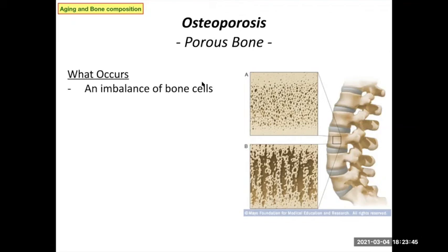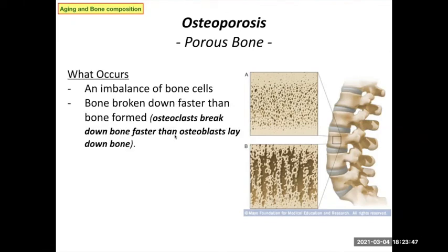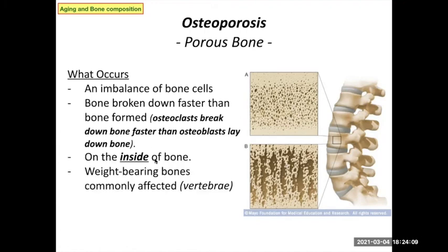All right, so in this case, you have that imbalance of bone cells. Bone is broken down faster than your osteoblasts can lay it down. So when I say that most of your cell activity slows down, I don't mean osteoclasts. For some reason, they're still doing their thing. And it's usually happening in the spongy bone, the inside of bone is the most affected, and your vertebrae, your hip bones, and your femur tend to get the most affected.